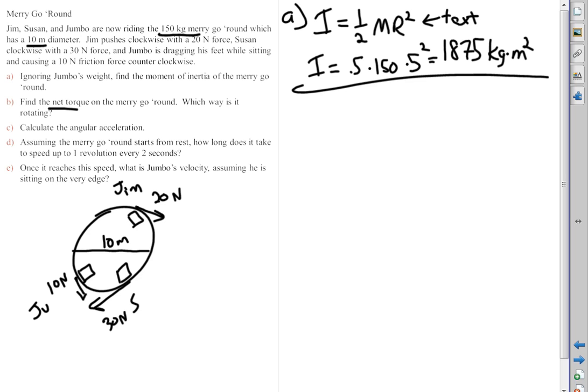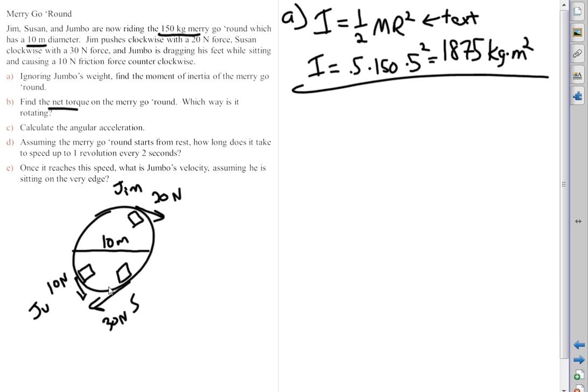Next, find the net torque on the merry-go-round. Which way is it rotating? Well, we probably have a good idea that since Jim is pushing with 20 newtons, Susan with 30 newtons, and Jumbo is just sort of dragging his feet, just looking at the forces and assuming they're pushing at the edge, which they are, we would assume that the merry-go-round is going to be rotating in a clockwise direction, which would be a negative value.